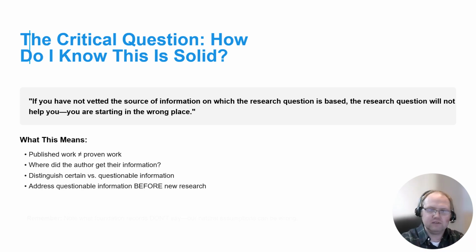All right, so vetting in practice. What's the basis of your foundation? Is it a published work? That doesn't mean it's proven. Just because it's in a book or on a website doesn't make it true. You have to ask yourself where the author got their information. Did they cite their sources? Can you verify those sources? Is it self-published, or was it released by a really reputable organization where there was an editorial board and it would have had to have been extensively reviewed? It's basic scholarship.